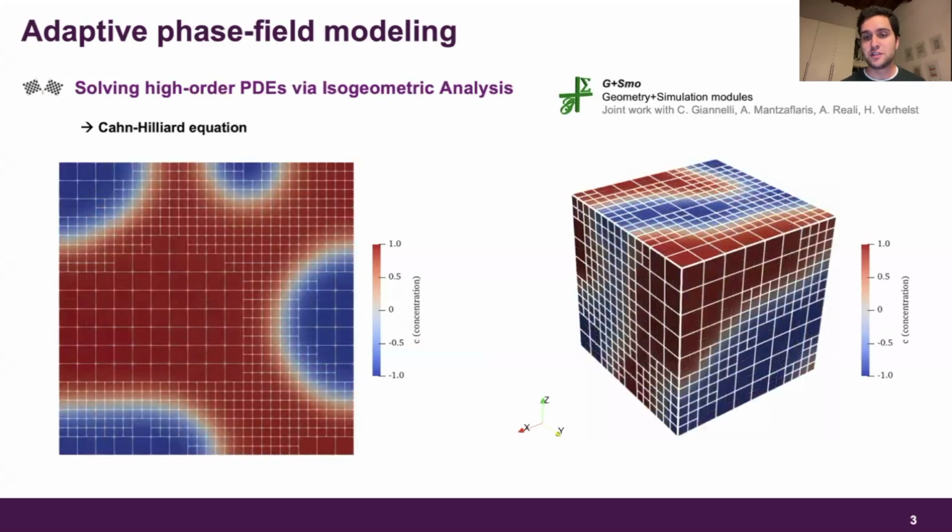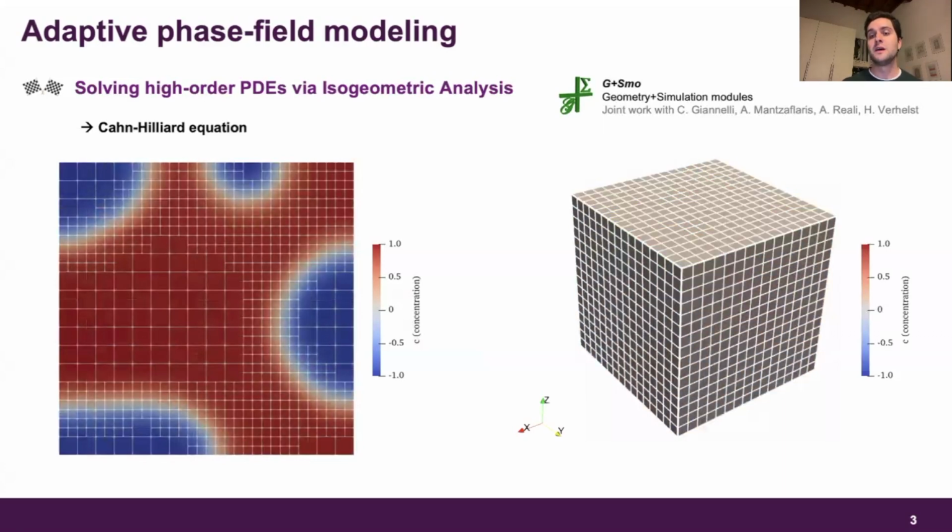Of course, the extension to 3D is also possible, and you see that now we coarsen and refine the three-dimensional elements as the phase field evolves, and also we, as expected, have fine meshes to describe the phase field and coarser meshes in the areas where we have the equilibrium concentration.